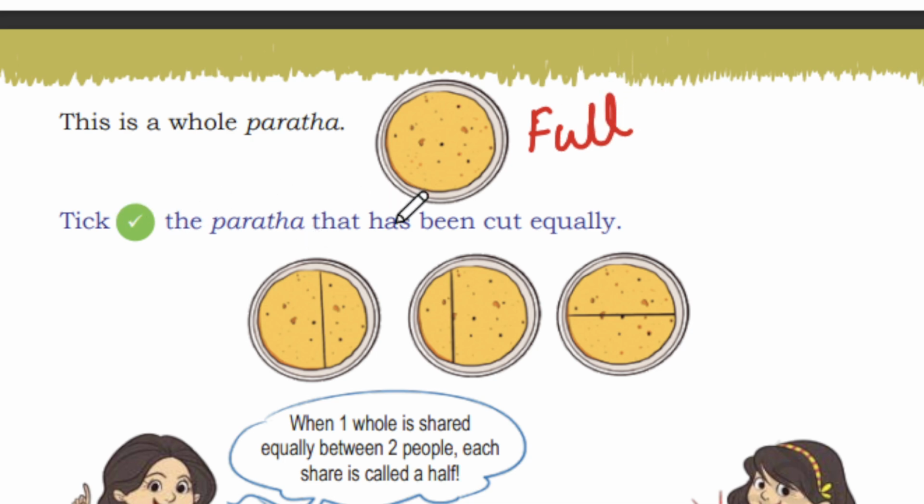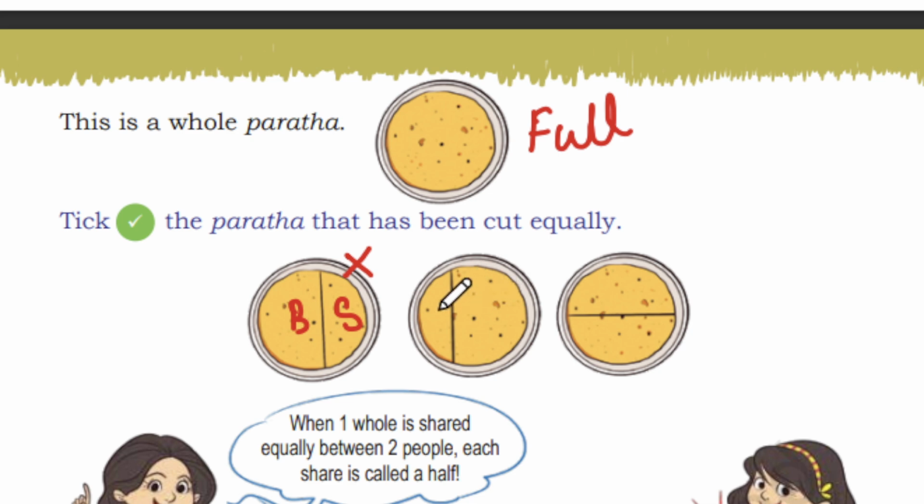Pick the paratha that has been cut equally. So you have to check which one is cut equally. See this one. There is a line in between, but it is not in the center. So this portion is a bigger portion, and this portion is the smaller portion. So this one is not equally cut.